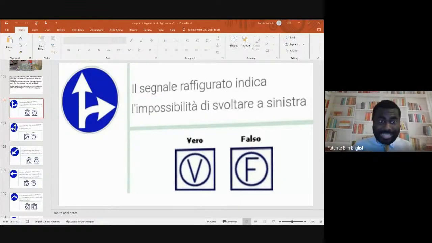And the question says that il segnale raffigurato. So this sign figure indica l'impossibilità di votare a sinistra. So you don't have any possibility to turn to your left. And the answer to this question is true. You can't turn to your left. It is impossible to turn to your left.